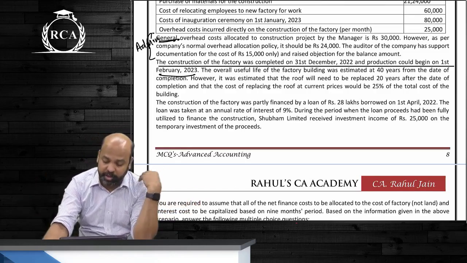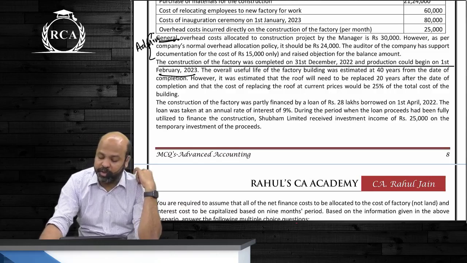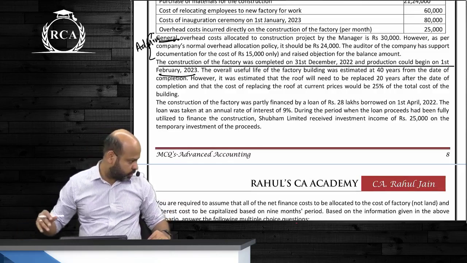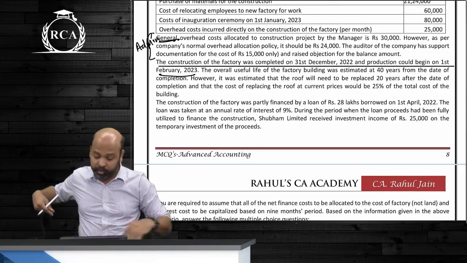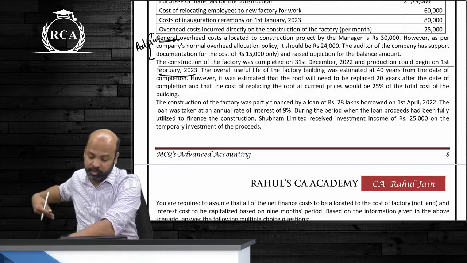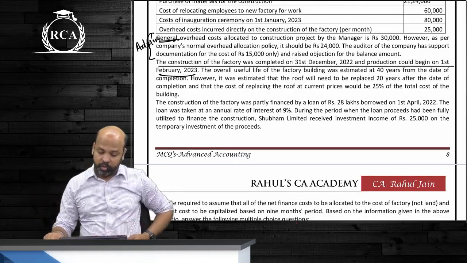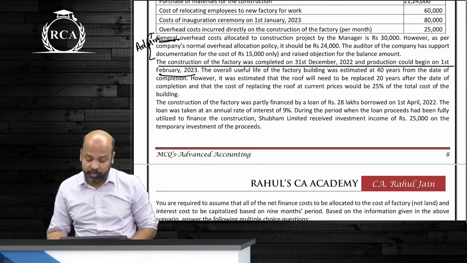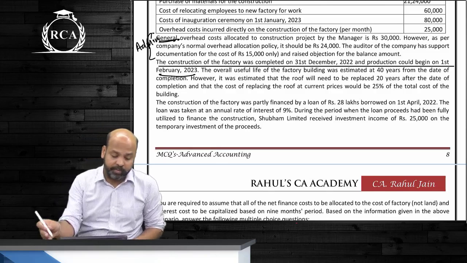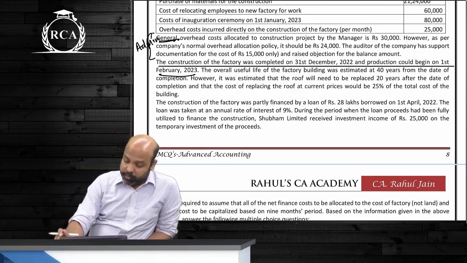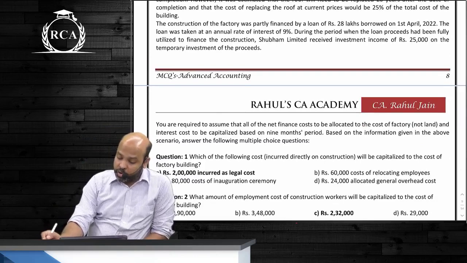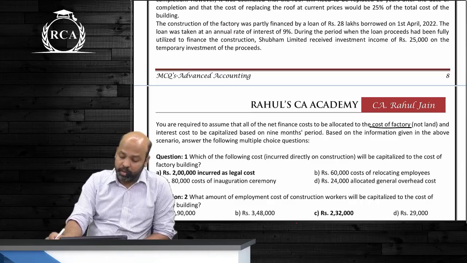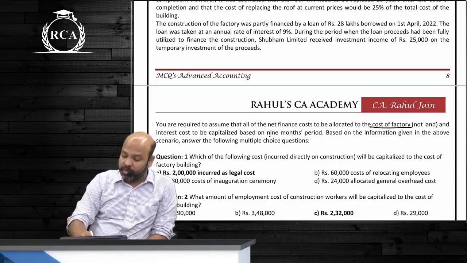The construction of the factory was partly financed by a loan of rupees 28 lakhs borrowed on 1st April 2022. The loan was taken at an annual interest rate of 9%. During the period when the loan proceeds had been fully utilized to finance the construction, it received investment income of rupees 25,000 on the temporary investment of its funds. You are required to assume that all the net finance costs will be allocated only to the cost of factory and not the land, and interest costs will be capitalized.